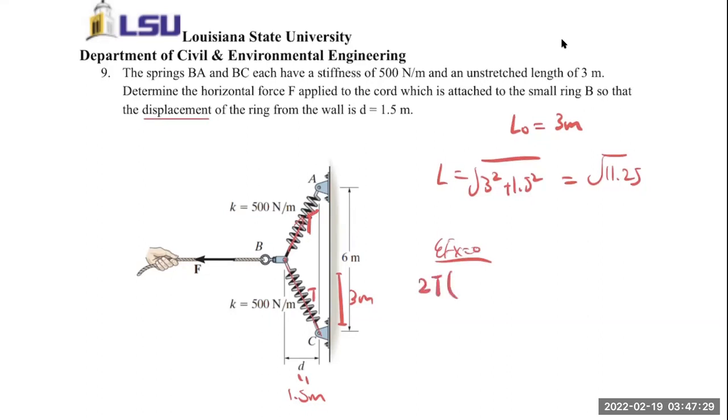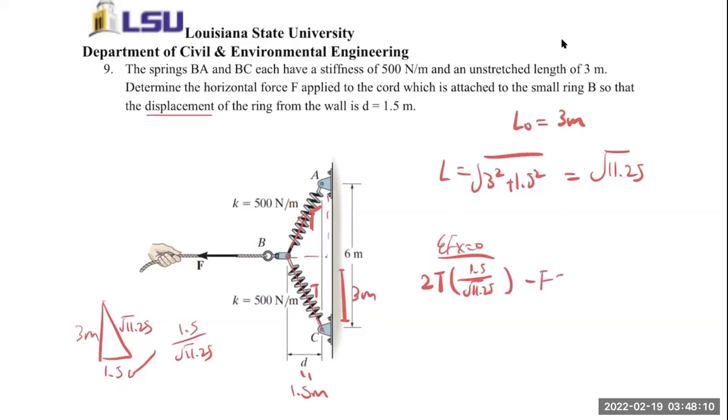And then their x component is going to be 1.5 over the square root of 11.25, because this is the square root of 11.25, and I do know that this is 3 meters and this is 1.5. Since I'm finding the x component, I'm doing adjacent over hypotenuse, so 1.5 over the square root of 11.25. And then minus F equals 0.